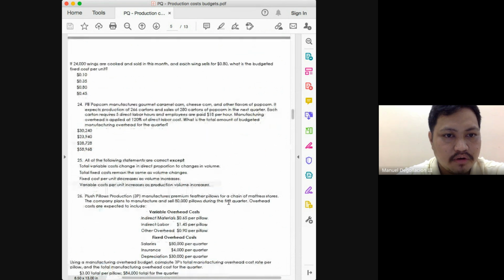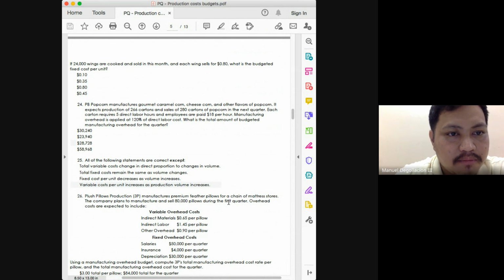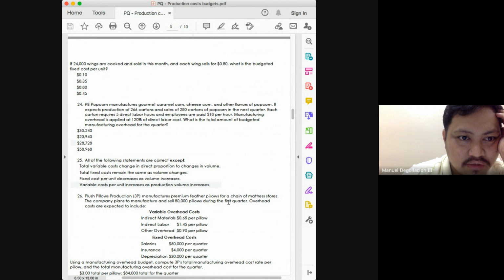Next, 24. What is the total amount of budgeted manufacturing overhead for the quarter? Manufacturing overhead. Okay. The company manufactures gourmet caramel corn, cheese corn, and other flavors of popcorn. It expects production of 266 cartons and sales of 280. Each carton requires 5 direct labor hours, and employees are paid 18. Okay, a variation of one problem we've solved earlier. Manufacturing overhead is applied at 120%.